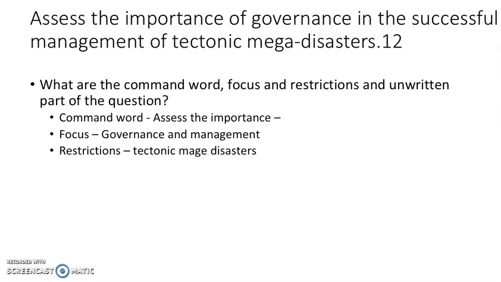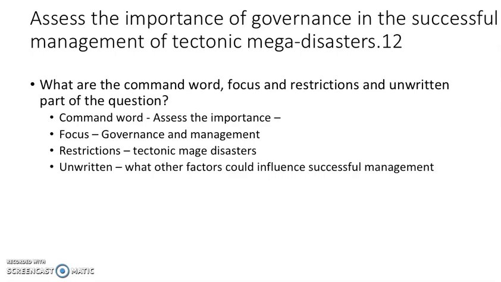Now, also we have to think about, okay, well, if we're talking about governance and management, what other things could we talk about that would relate to the successful management? Well, it could be things like the magnitude, the scale, the hazard profile of each of the disasters, or it could be levels of development. Now obviously there are other factors as well. So we need to think about what other information we need to give to show that we've got an understanding and we can make these geographical connections.